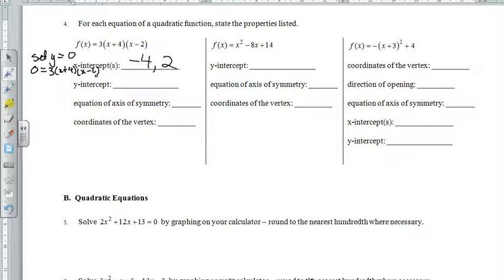What's the y-intercept? That's actually going to require work. So to get the y-intercept, what do you have to do? Set x equal to 0, right? So for the y-intercept, you set x to 0. For the x-intercept, you set y to 0. If I set x to 0, that'll give me 3 times 0 plus 4 times 0 minus 2, which works out to 3 times 4 times -2, or -24.